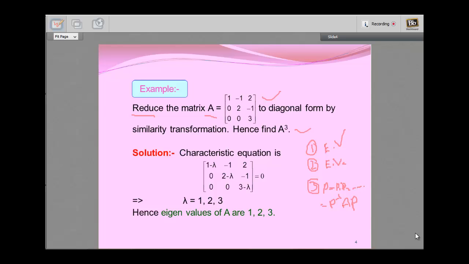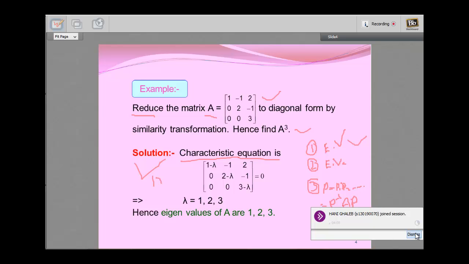So we will start with step number 1: find the eigenvalues. We know how to find the eigenvalues. First of all, we write the characteristic equation. The characteristic equation is lambda I minus A equal to 0, or you can write A minus lambda I equal to 0. Both are the same thing. So this is called the characteristic equation.